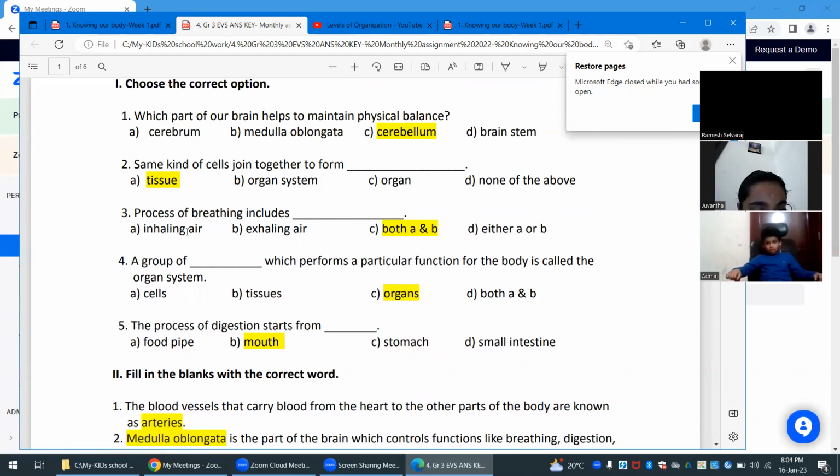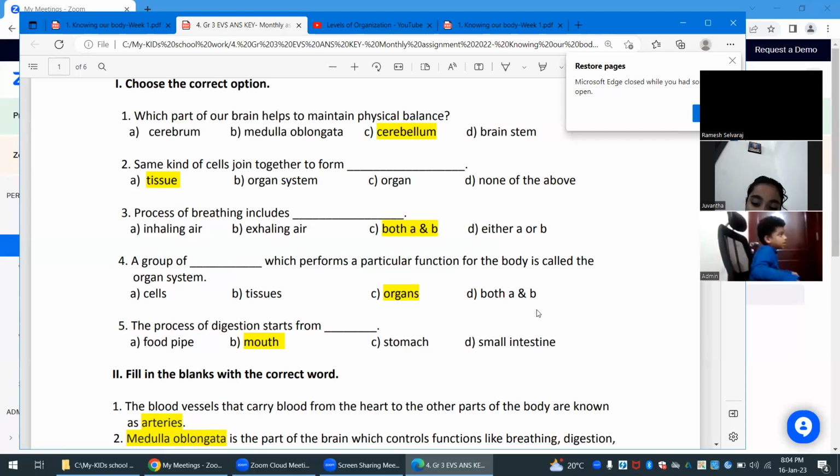Then let's see here. See, this will be one question. Process of breathing includes what are those? In the breathing, what would you do? You will be taking in, breathing out, right? This is called inhaling air, exhaling air. So is it doing both? Is it doing only one? Only inhaling or only exhaling? If you are not inhaling, you will not get oxygen. If you are not exhaling, the carbon dioxide will be inside our lungs.